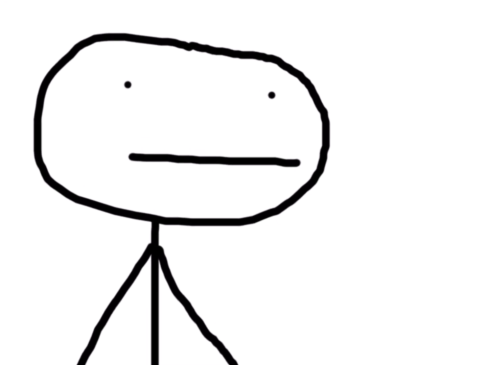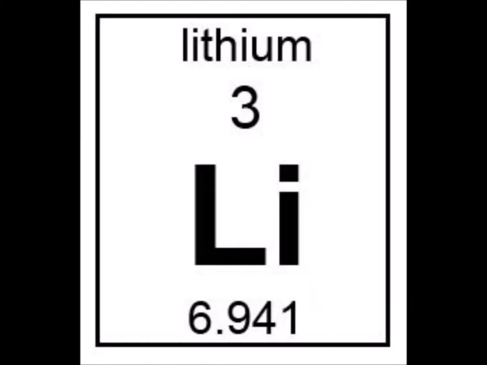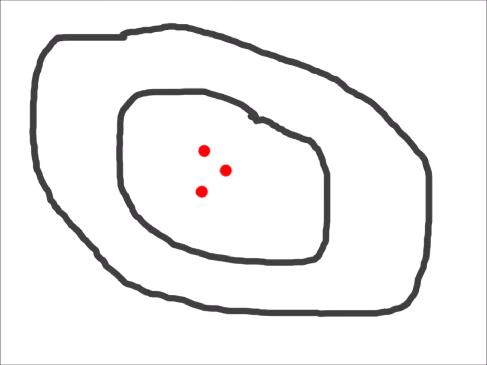Now we shall discuss lithium. Lithium has a mass of 6.94 AMU. It contains 3 protons, 3 electrons, and usually 4 neutrons. It has 2 electrons in the first ring and 1 in the second.